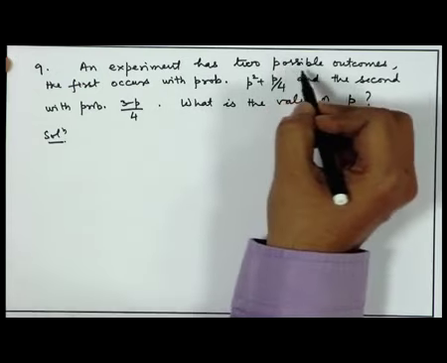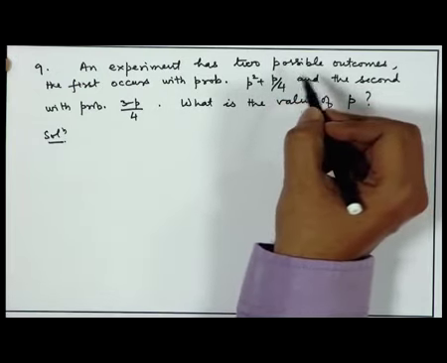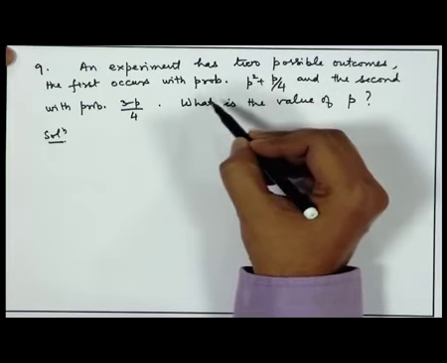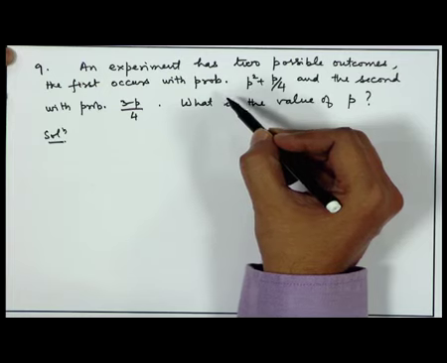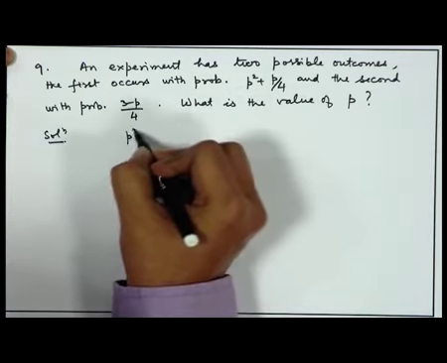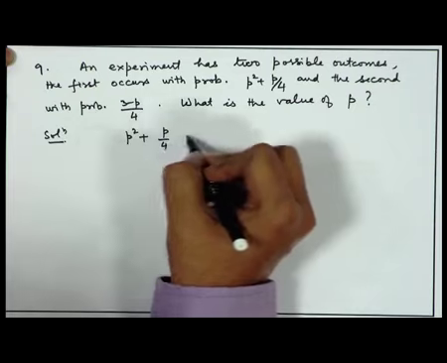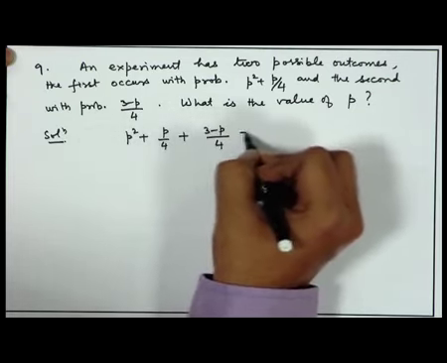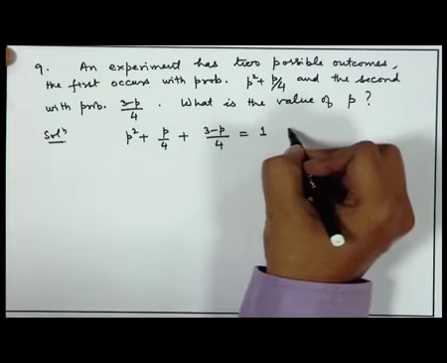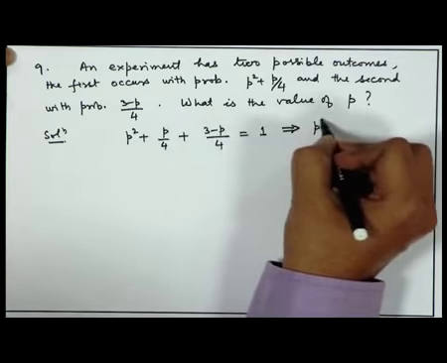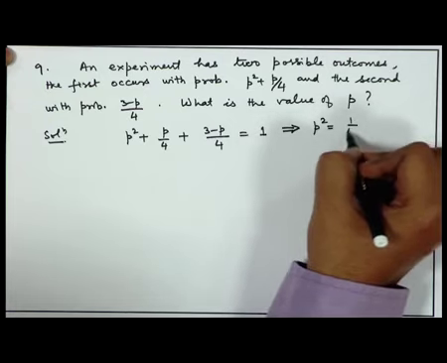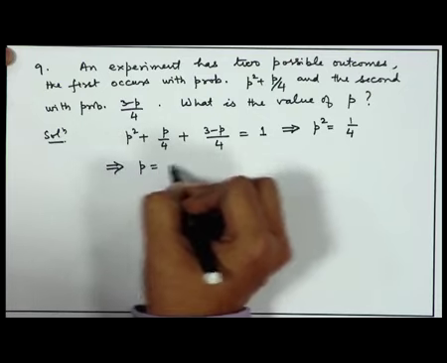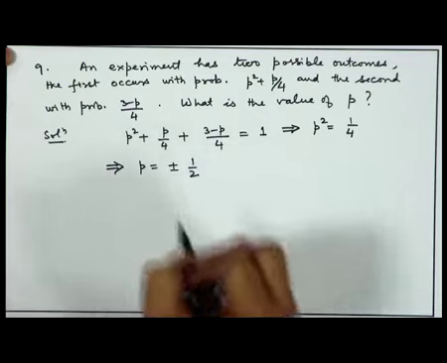So, I am saying the experiment has two possible outcomes. So, the probabilities of the two outcomes are given, their total sum must be equal to 1. So, we will have p square plus p by 4 plus 3 minus p by 4 is equal to 1. So, this will imply that p square is equal to 1 by 4, which will give me two values of p, that is plus minus half.